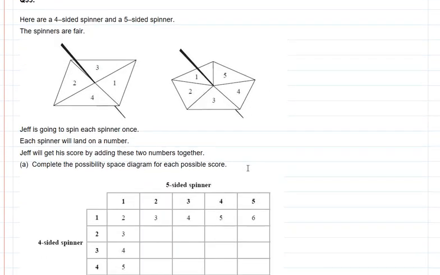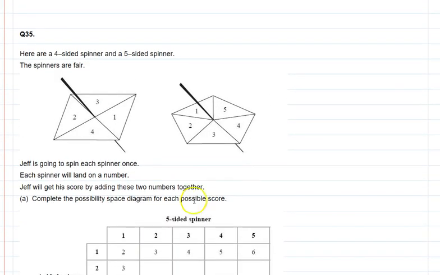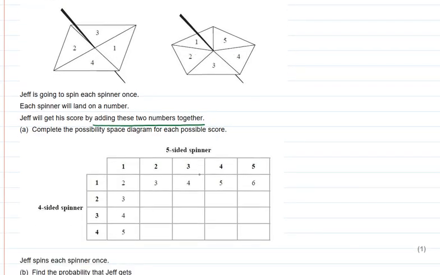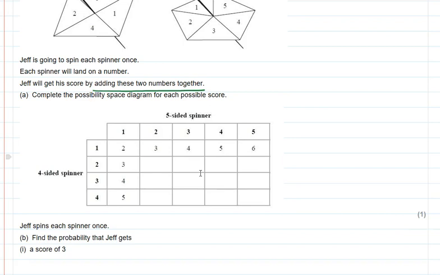Now here are a four-sided spinner, question number 35, and a five-sided spinner. Jeff is going to spin each spinner once. Each spinner will land on a number. Jeff will get his score by adding these two numbers together. So remember, Jeff will get his score by adding these two numbers together. Complete the possibility space diagram for each possible score. Yeah, and we need to find the probability that Jeff gets a score of 3.